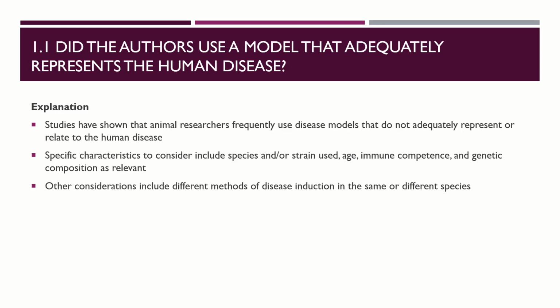The first signaling question is, did the authors use a model that adequately represents the human disease? Studies have shown that animal researchers frequently use disease models that do not adequately represent or relate to the human disease. The specific characteristics to consider include species, strain used, age, immune competence, and genetic composition as relevant to the particular disease being investigated. Other considerations include different methods of disease induction in the same or different species.